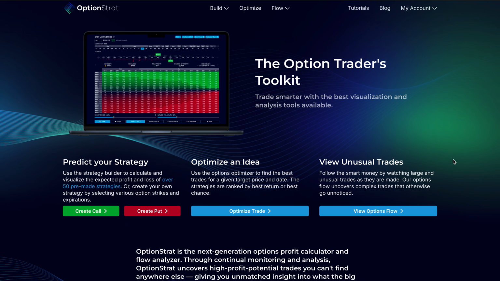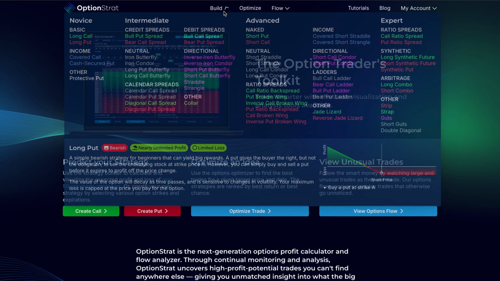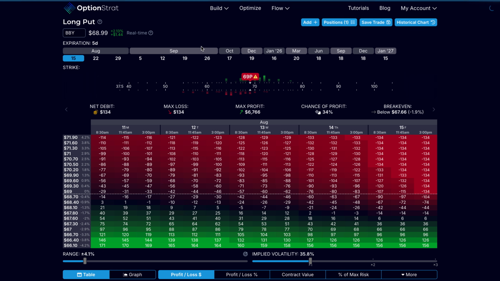So I'm going to go over to Option Strat. I'll put a link to Option Strat in the description below. Really great options visualization tool. So again, this lets us visualize a trade. So I'm going to go to build, and I'm just going to start with a put here.